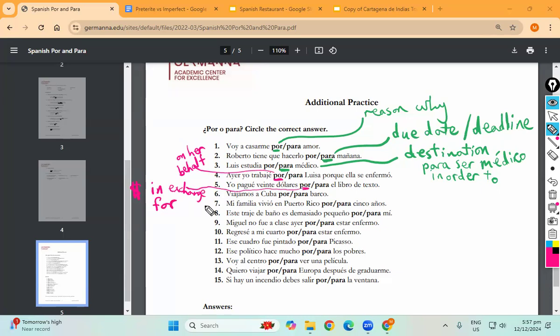All right. Viajamos a Cuba by boat. We're traveling to Cuba by boat. So when we talk about methods of transportation, we use por, right? Great. Por barco, por coche, por tren, por autobus, modes of transportation.